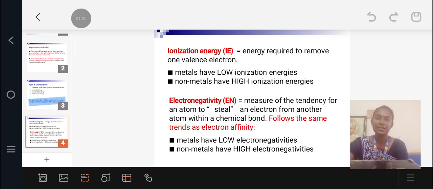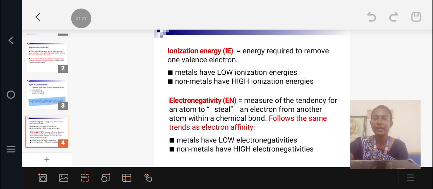Next one, ionization energy. It is represented as IE. The energy required to remove one valence electron is called ionization energy. Metals have low ionization energies. Non-metals have high ionization energies.